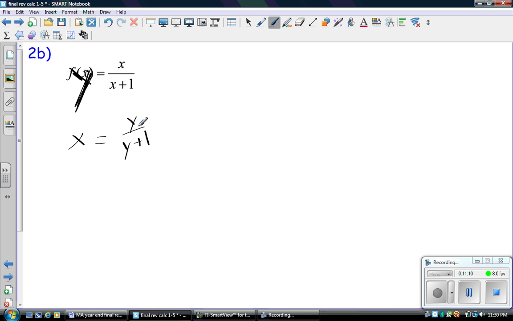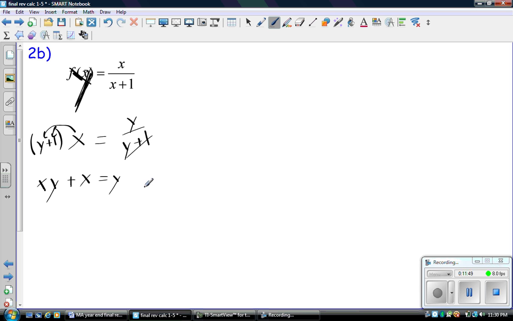Okay, and again, this one's a little trickier. First thing, fractions kind of scare me, so I'm going to multiply by y plus 1 over here. That's gone. And the only thing I can think to do is distribute, because again, I'm trying to get y isolated. It's in 2 different spots now, and you'll see what we'll do in just a second here. So if I distribute the x through, I'm going to have xy plus x equals y.